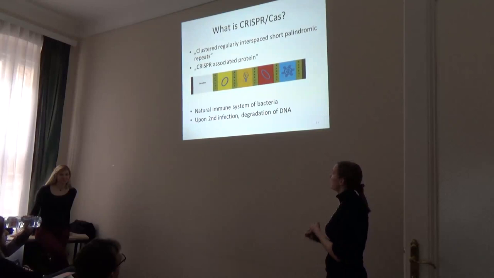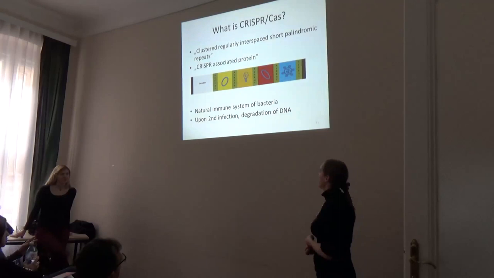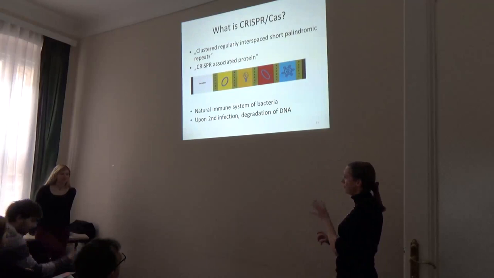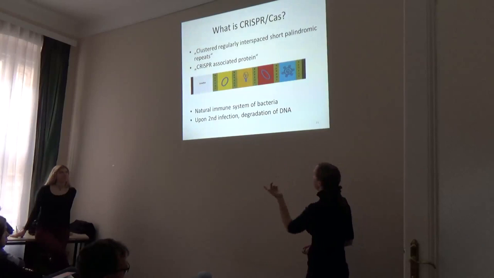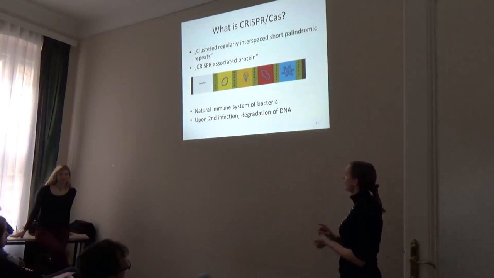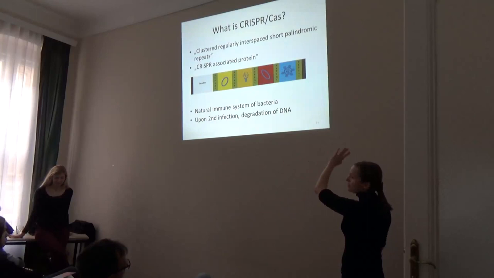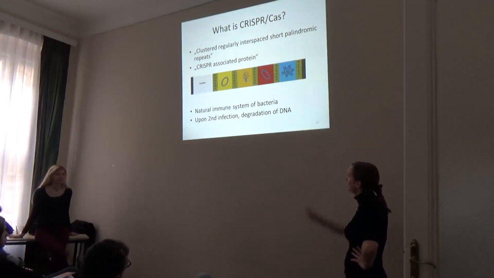So what we're looking at now is the natural immune system of bacteria. When the bacteria are infected for the first time with some plasmid or some bacteriophage, just like you can be infected by the flu, they will take a small portion of the DNA and store it in this CRISPR sequence. And upon the second infection, they can again transcribe this CRISPR locus and use this to degrade the DNA of the invader.